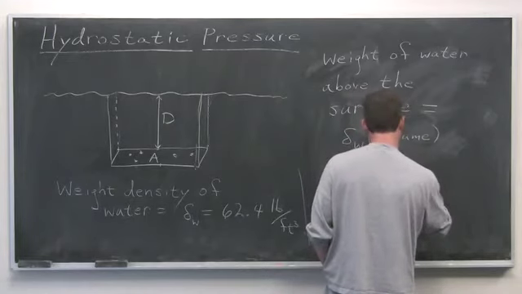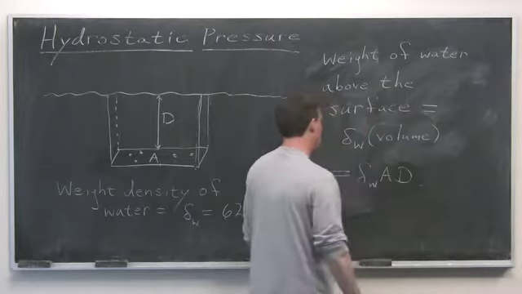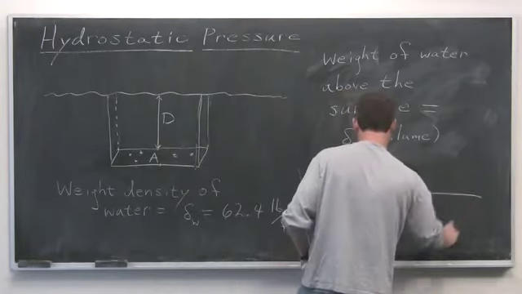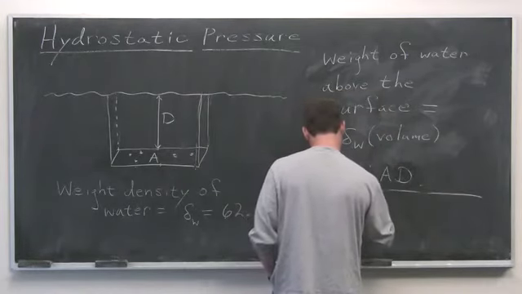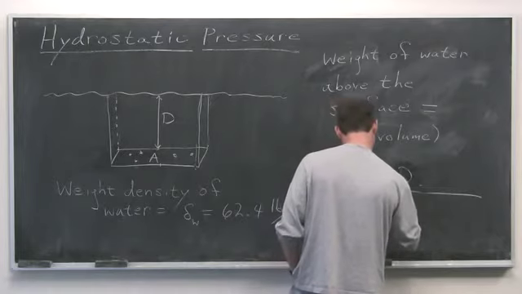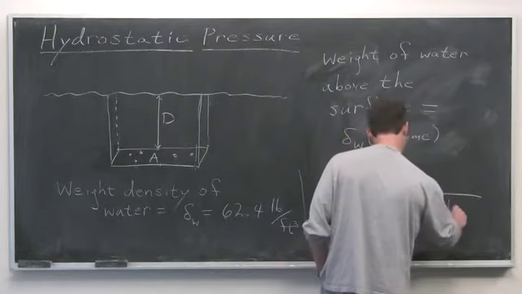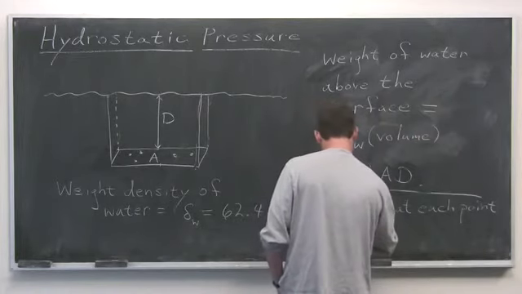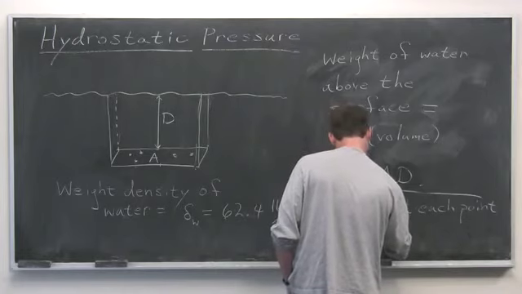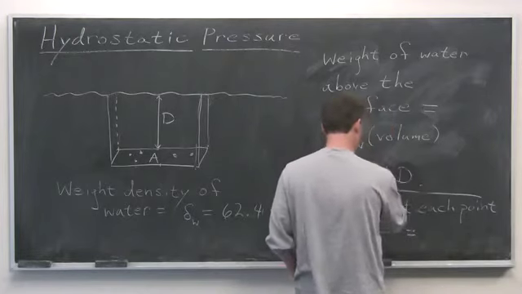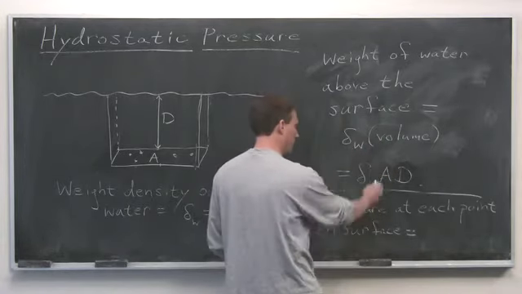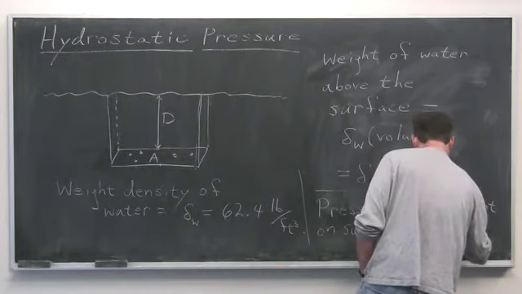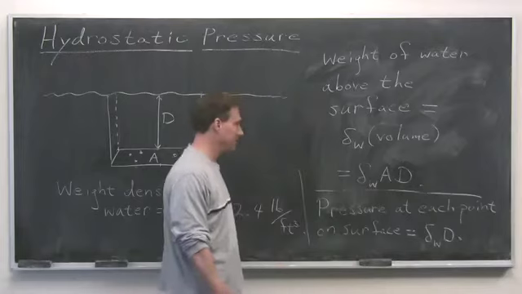So this is the weight of water above it. This is force. And then you would divide by area to get the pressure at each point. So the pressure at each point on the surface equals, well, this force, this weight, divided by A. So you just end up with the weight density of water times the depth. All right. Well, that was easy.